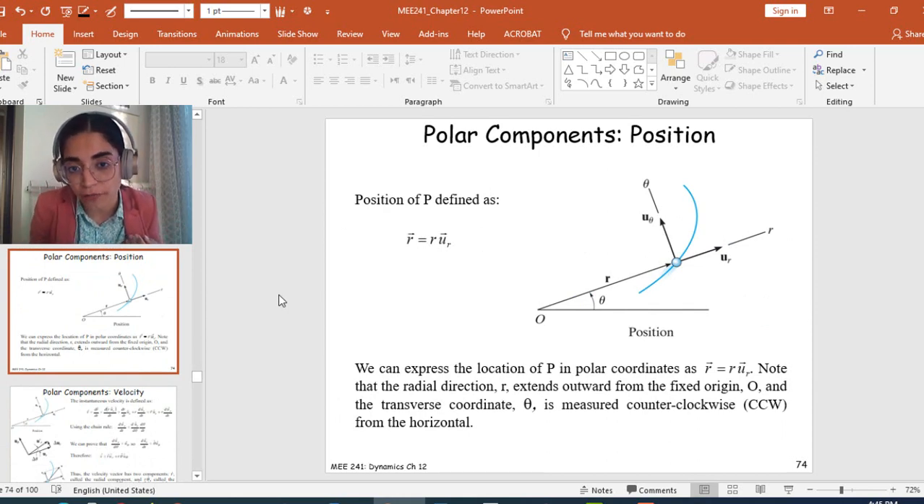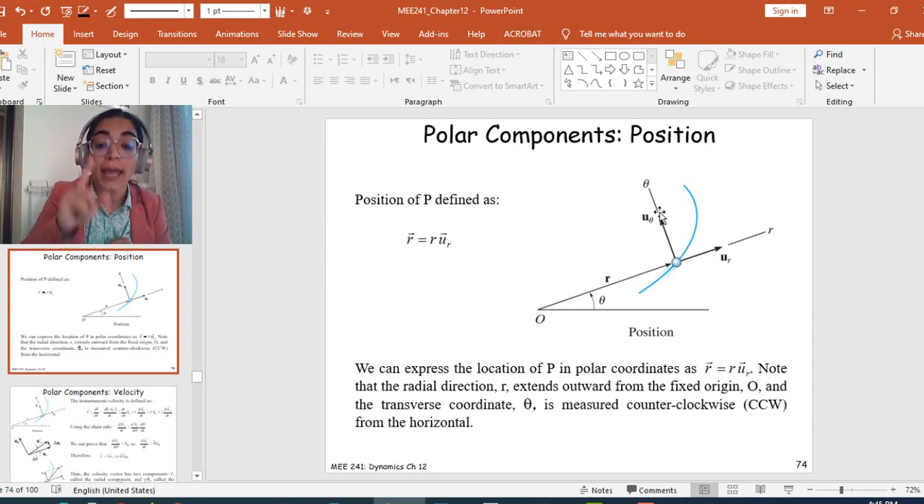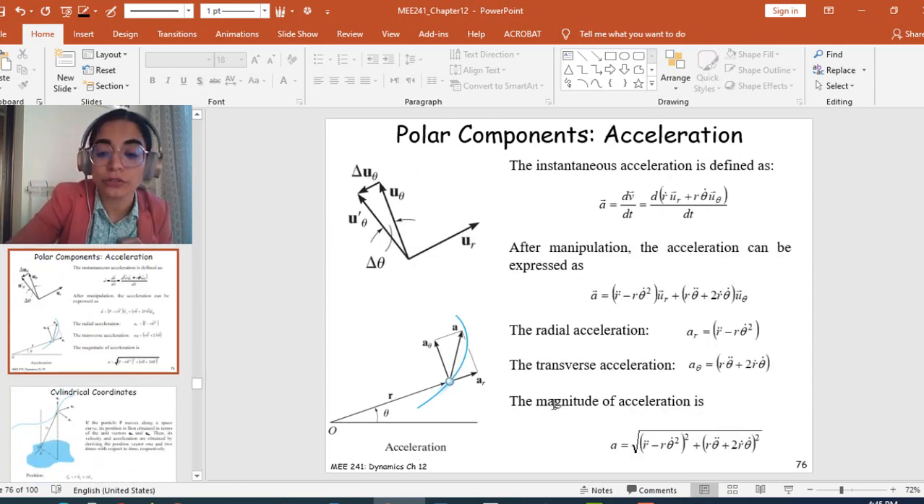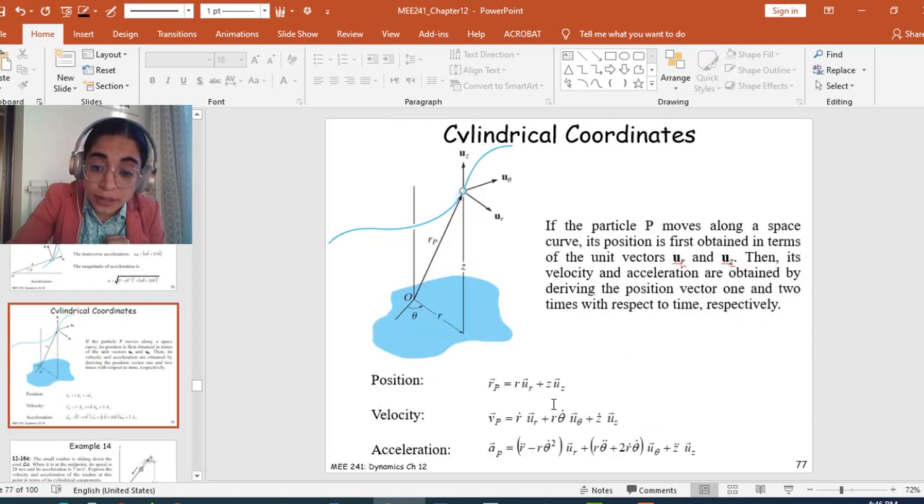R is the position vector, so it is from the origin into r, so it extends outward from the fixed origin O, and u theta is perpendicular to this ur, and make sure, guys, that this theta is measured counterclockwise from the horizontal direction. And then you can use the chain rule to do the derivation of v and a in order to find what are the kinematics variables of the polar components.